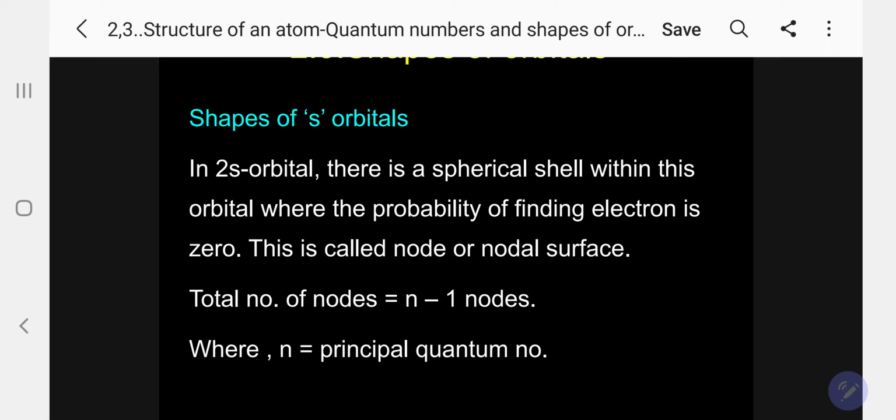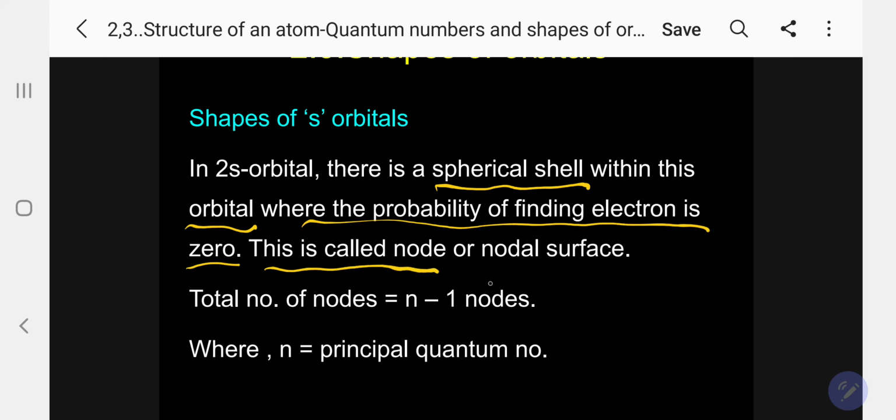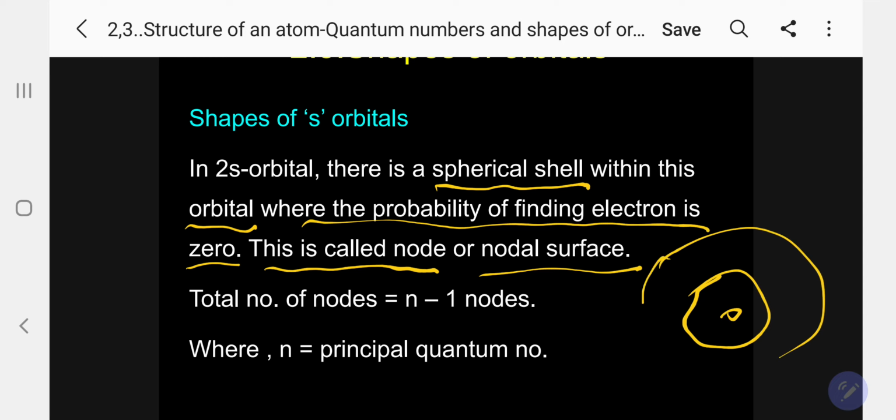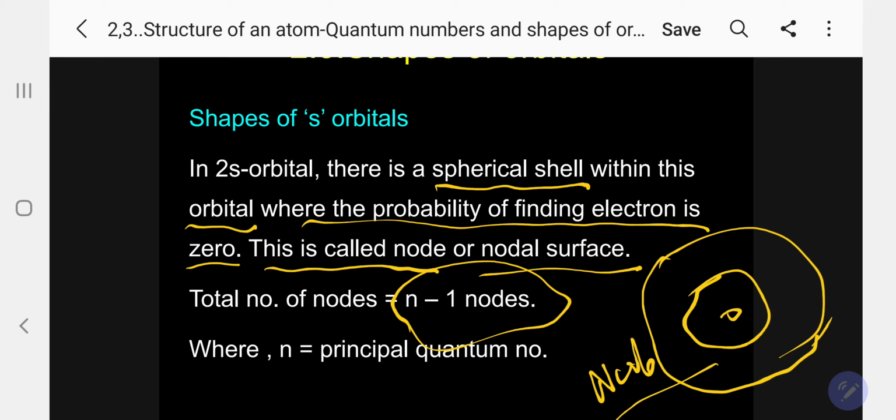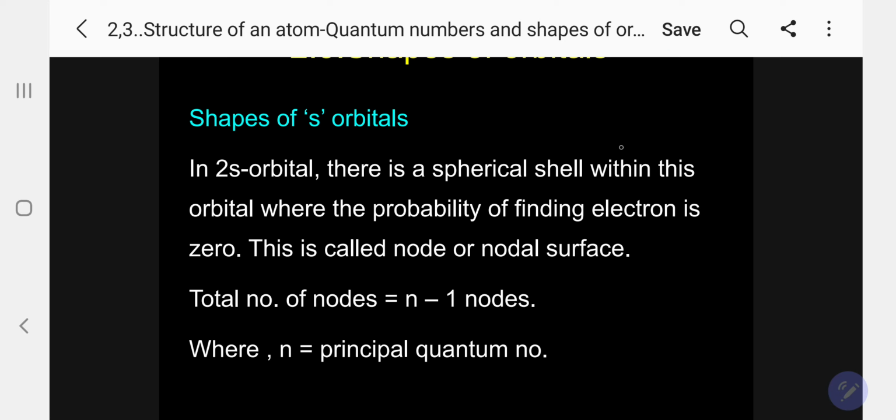So, in the 2s orbital, there is a spherical shell within this orbital where the probability of finding electron is 0. This is called node or nodal surface. I told you already in 2s orbital, this is 1, this is 2. So here node, the probability of finding electron is 0. This is called node or nodal surface. Total number of nodes equal to n minus 1, where n is the principal quantum number, as I informed you already. Okay, next.